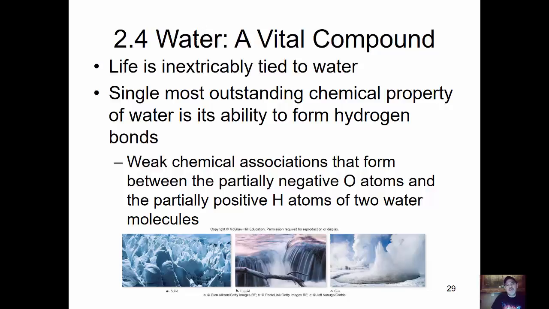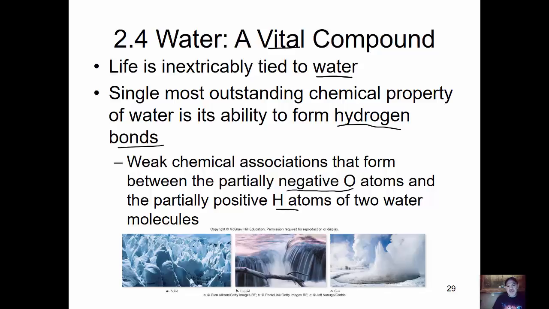Section 2.4, water is a vital compound. Life here on Earth wouldn't be possible if it wasn't for water. The single most outstanding chemical property of water is its ability to form hydrogen bonds. And what are hydrogen bonds? These are weak chemical associations that form between partially negative oxygen atoms and partially positive hydrogen atoms of two water molecules. We'll take a look at what exactly that means.